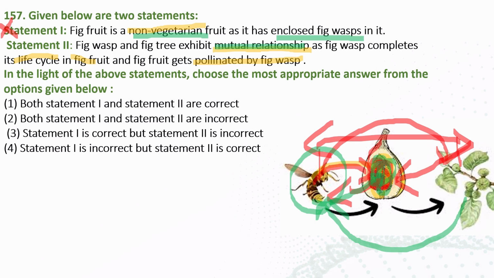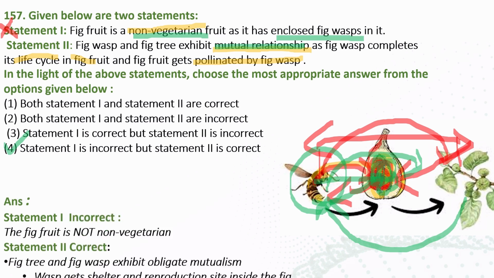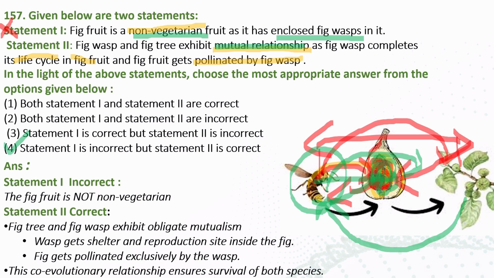This is correct. And why? Because the fig wasp completes its life cycle in the fig fruit, and obviously it pollinates the flowers of the fig plant. So here you can say that the statement one is wrong and statement 2 is correct. Okay, so option 4 is the correct answer for this question.